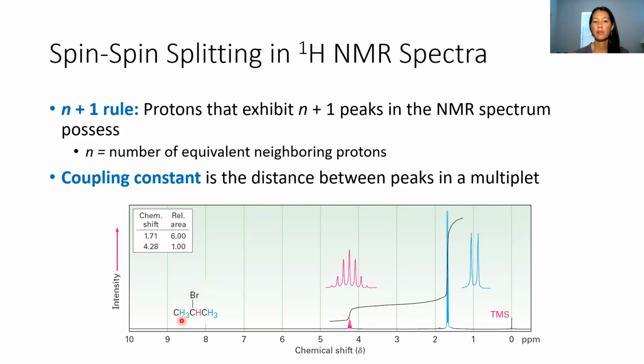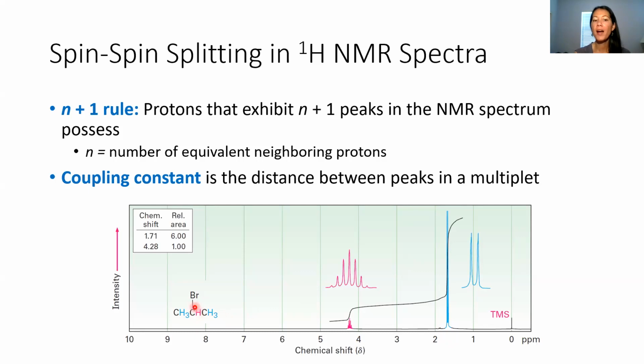So look at this. This is an isopropyl group. This is a classic key trademark signature of an isopropyl group. You have these identical or equivalent methyls being split by 1 CH, that proton. So that means these methyl groups, which will be in the 1 to 2 range for chemical shift, will be a doublet because it's only split by 1 guy.